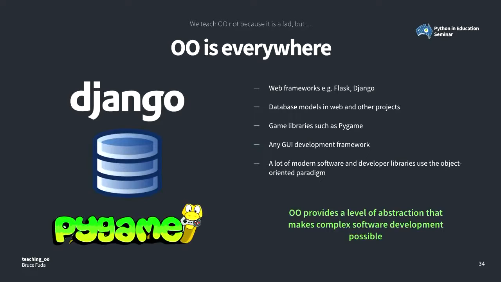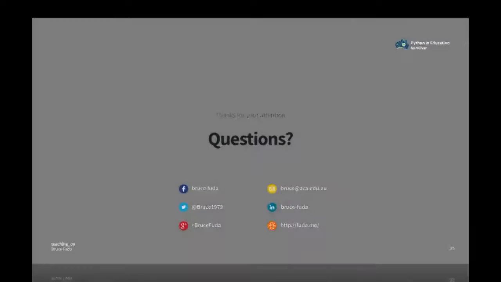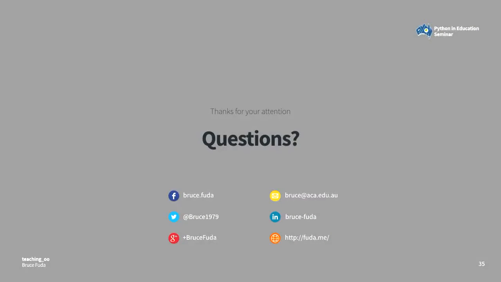And I guess ultimately, one of the things about why we want this to be introduced to students is because OO is everywhere. It's in web frameworks. It's used in games. Database models rely on it, and any GUI work relies on OO as well. So it provides a level of abstraction that we need to be able to understand very complex applications. We can't write software that is very, very complicated without it. And so it's really, really important that students have an opportunity to explore OO in that context.